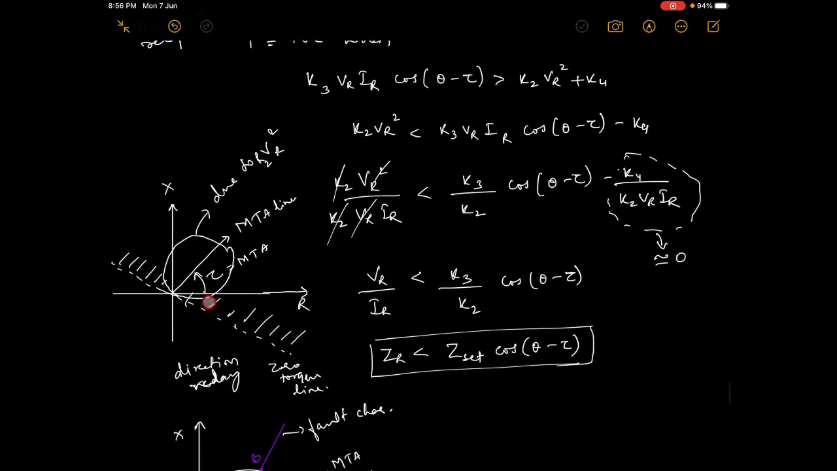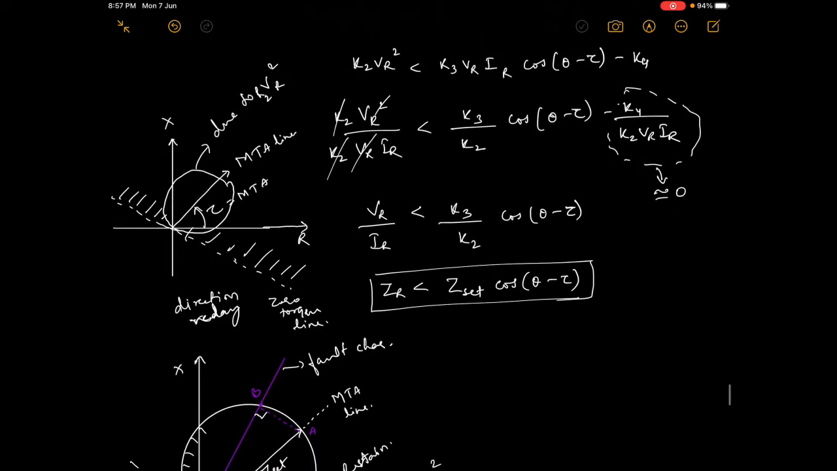Now we also have seen that somehow we have figured out tau. I'll discuss how tau should be varied, but somehow we'll understand that we have figured out tau. Once we have figured out tau, we draw the XR axes, and from that tau we draw a line, the length equal to Z set. This is because of the directional feature. This directional characteristic has the maximum torque angle line MTA, which is displaced from the real axis by an angle tau.